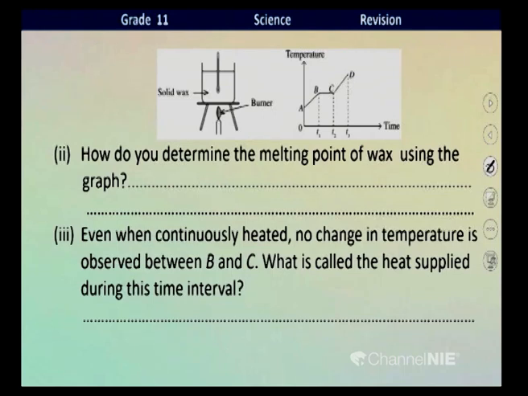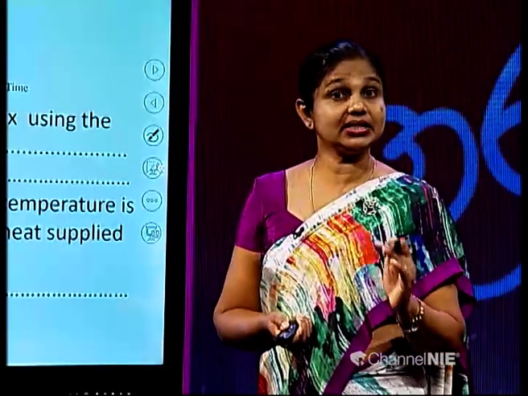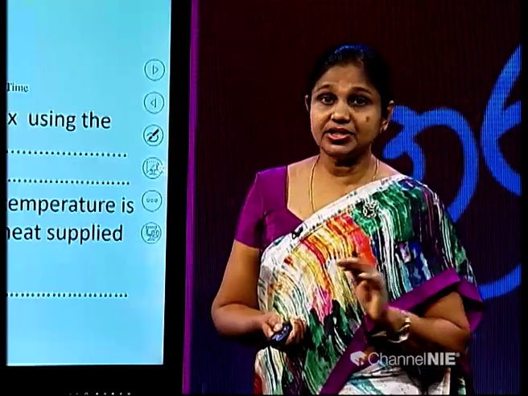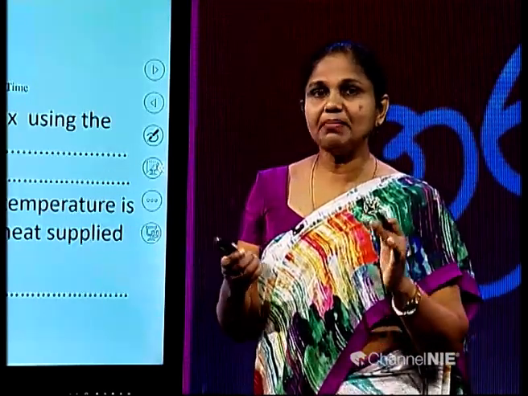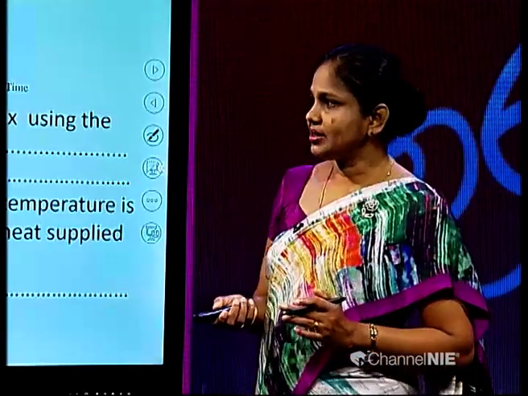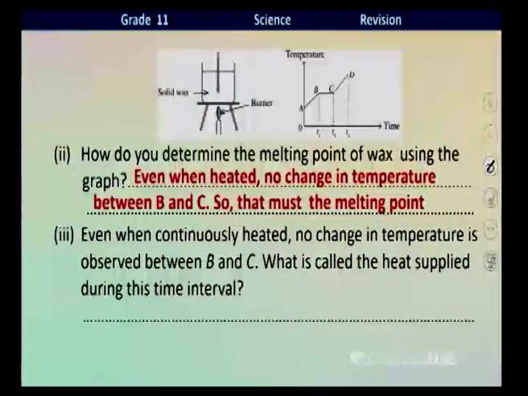Here, the next question, how do you determine the melting point of wax used in the graph? As I told you, children, melting point starts from B because even when heat is supplied, no change in temperature is shown in between B and C. Then B must be the melting point of wax. Right. This is the answer, children. Even when heated, no change in temperature between B and C, so that must be the melting point.